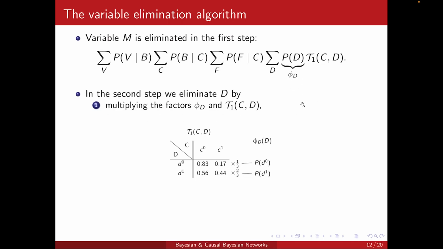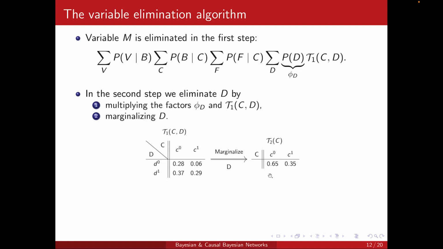And how does that happen? Well, I will again write down tau 1 here. It's easier to have the table first written, and then I will just multiply it by the values that P of D takes. Here the phi D is just D0, D1. We can look it up, and these are the values. So same as before, we marginalize D, and we will end up with a table of a single row, which is the values of C.